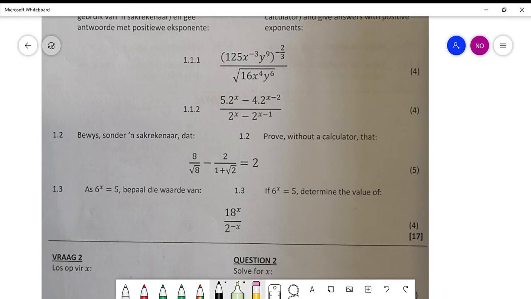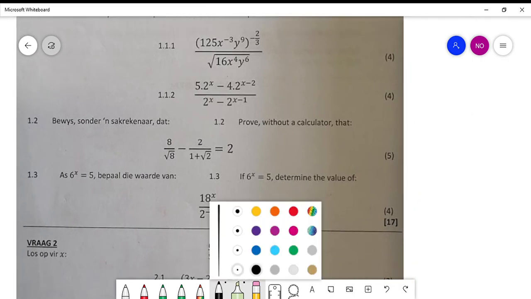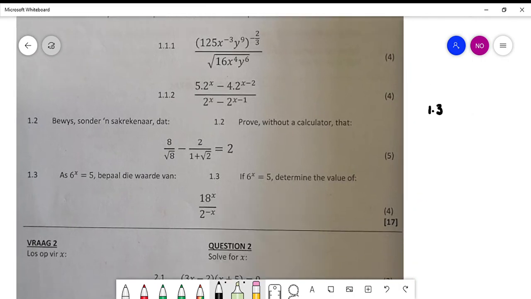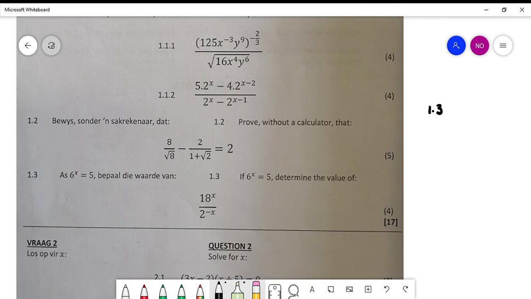Then it is worth your time to go back and go check where you missed something. Why didn't you get to 2? Okay, now 1.3. I want to show you guys how you can kick yourself because it is not difficult.